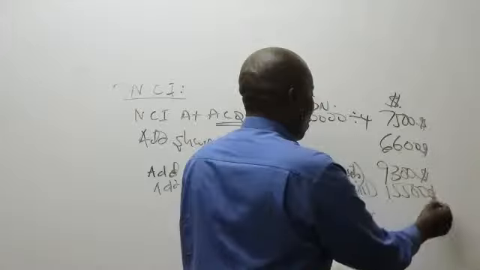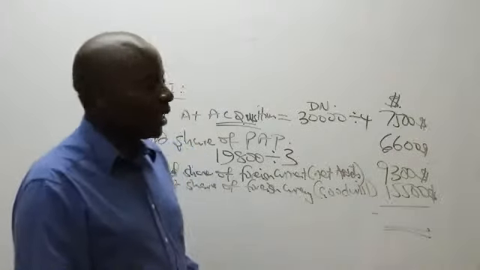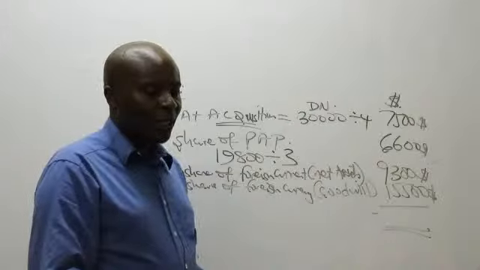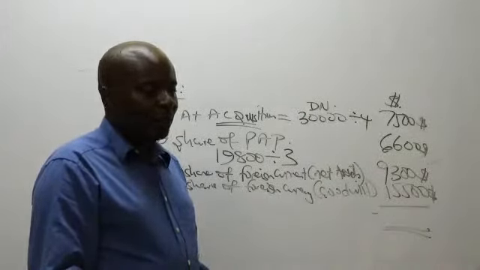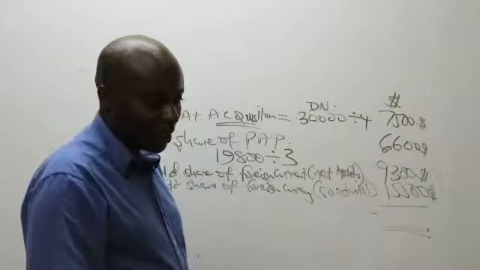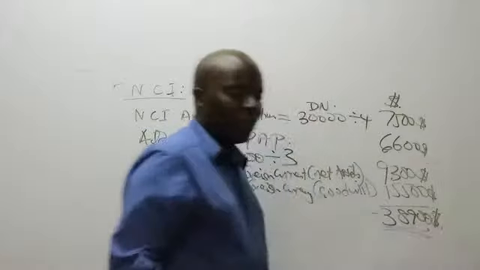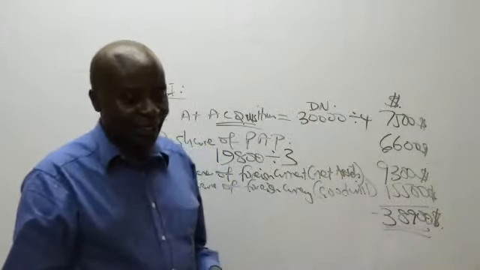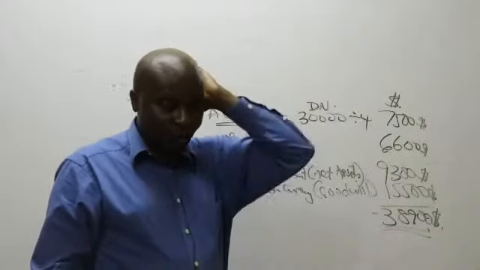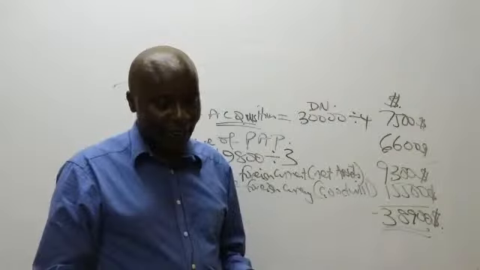Could you kindly give me the total for NCI? What do we have there as the total for NCI? $38,900. Do you know where you'll take this figure in the balance sheet? There is a place we left there, NCI. Put a figure there.